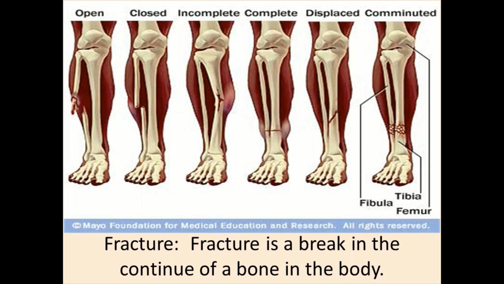Displaced fracture, where one bone is broken, usually affects the lower leg and the lower arm. The next is the comminuted fracture, where the bone is broken into pieces. Mostly surgery is done for this comminuted fracture to ensure recovery. Another type of fracture is the depressed fracture, which affects the skull.